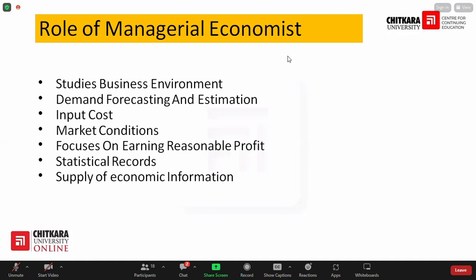Statistical records: definitely it is your duty to keep all the statistical records. Suppose the government wants to make a policy. How does the government make a policy? First, the government collects the statistical records. The government collects the data of maybe the last 5 years, maybe the last 10 years, on what is happening in the economy. On the basis of that, the government takes a decision.